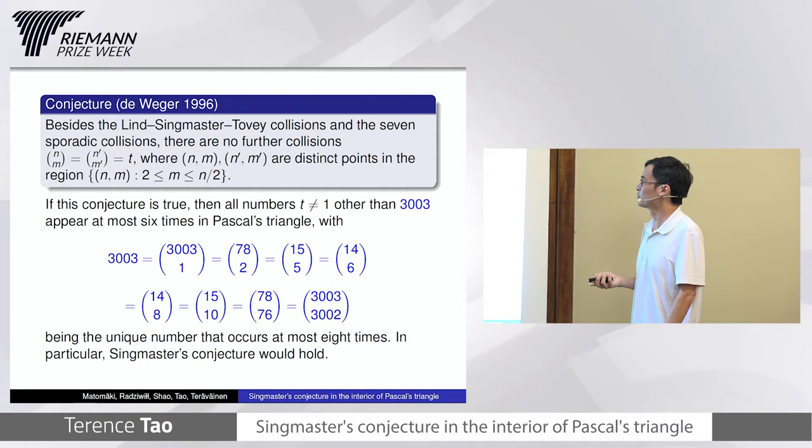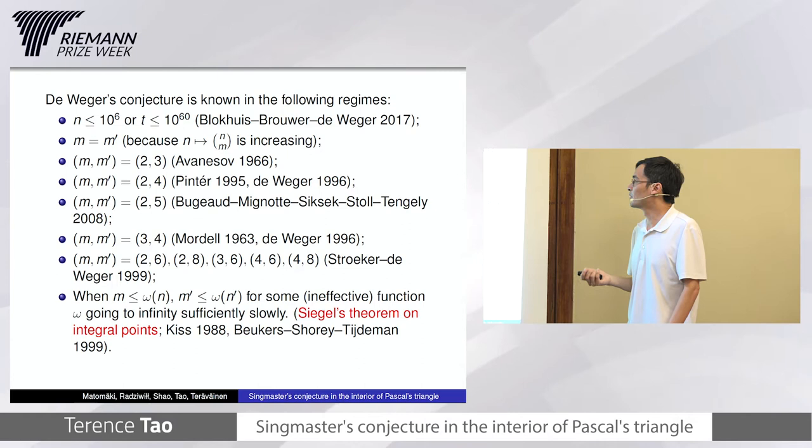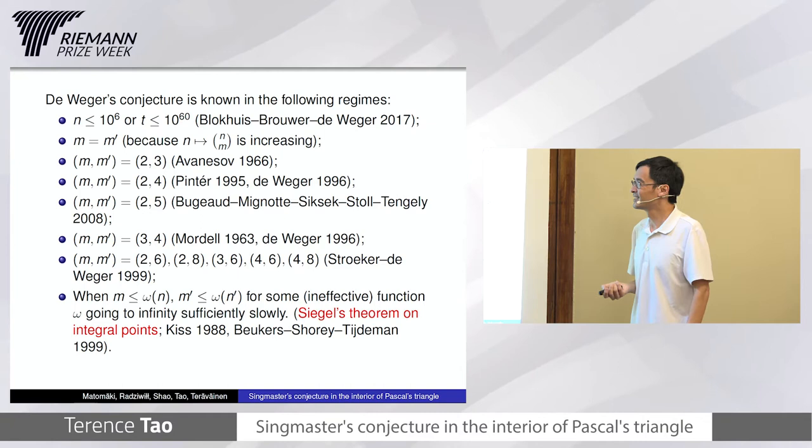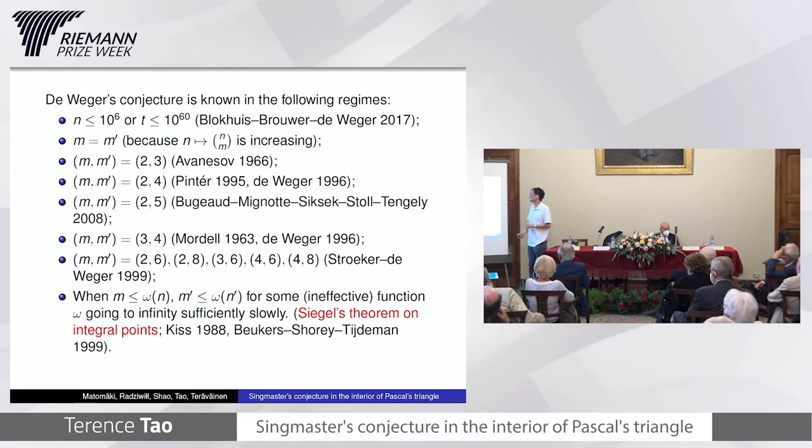We have lots and lots of partial results. So of course you can get a computer to start checking the first few values. So for example, we know that for the first 1 million rows of this triangle, this conjecture is true. So there are no other collisions up to the first 1 million rows. Or if you look at all entries of size up to 10 to the 60, you can count how many times every given number appears, and up to a very large range, no number appears more than eight times.